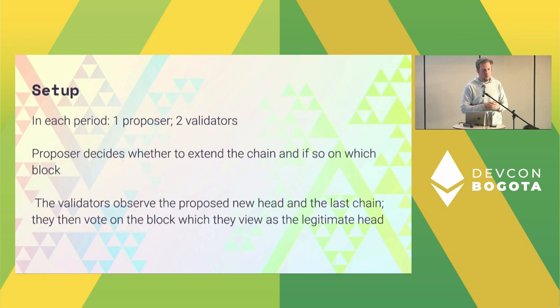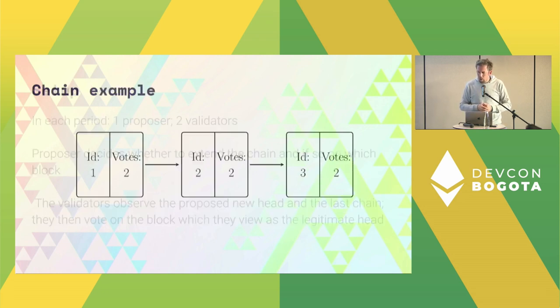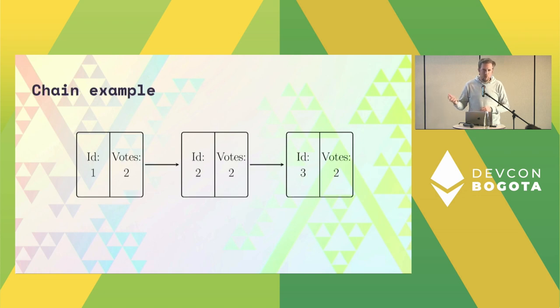The validators basically observe the delta between what the chain was before and what it was after the proposer moved. And then they can make a voting decision on what they think is the legitimate head of that chain. And legitimate, obviously, in the sense that they are trying to be honest and are not malicious. Okay, so this would be one example of how this looks.